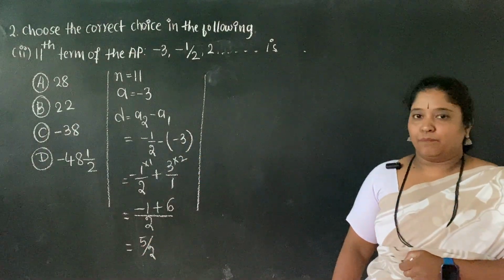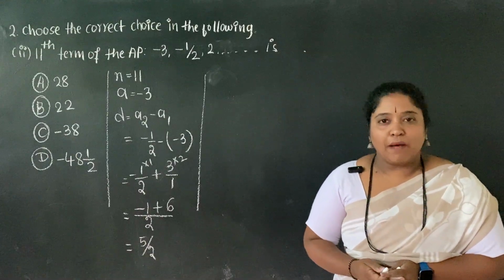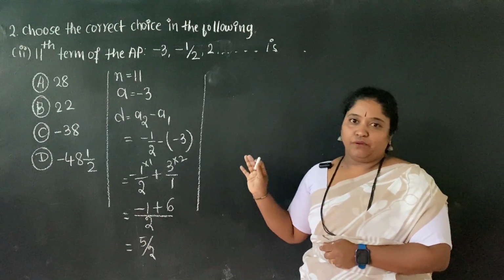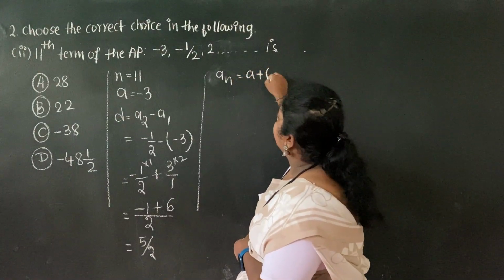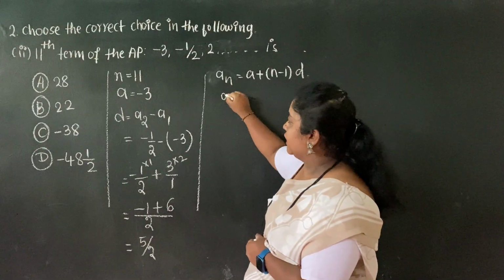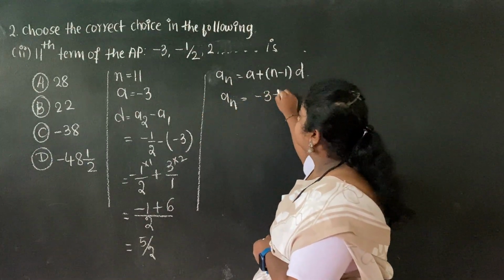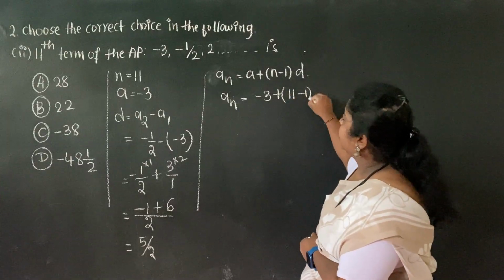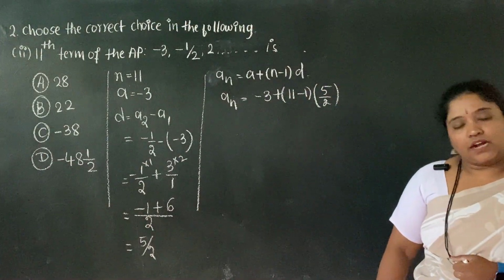5 divided by 2. Okay, which is the formula I have to use? Only one formula I have taught about till now. So that formula itself I need to use. Which is that one, dear? AN is equal to A plus N minus 1 into D. So what is the AN value that I should calculate? A, that is the first term, that is minus 3, dears. N, 11th term, minus 1. D value is 5 by 2. Is there any doubt? Understood?